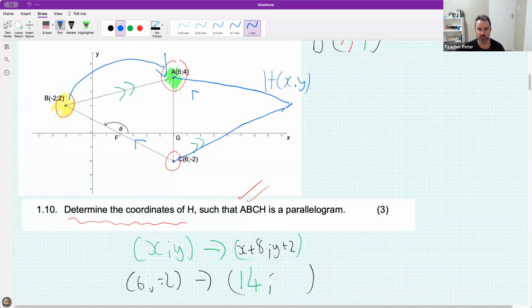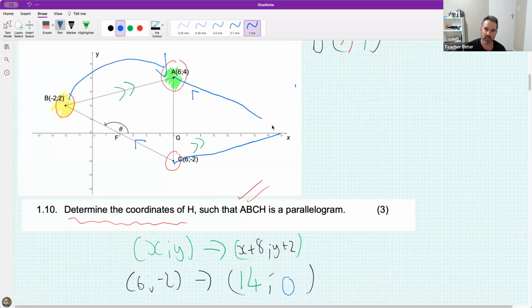Oh, if I go -2 + 2, I get 0. So actually, if I was being perfect, that is where, oh, that looks more like a parallelogram as well. So the point H would be there, and that looks much more like a parallelogram. So just to point out what I was doing, I was saying, look, to go from C to here, I needed to add 8 to whatever the x was here. So 6 + 8 is 14. And then I went from -2 and I added 2 and I got 0.